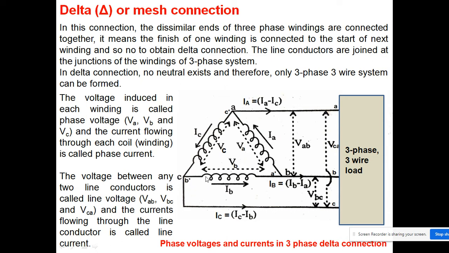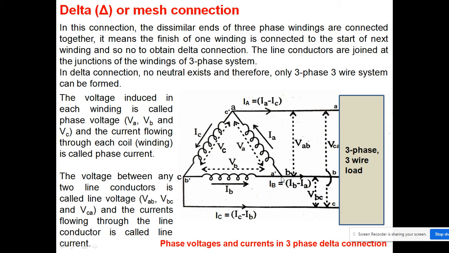So in this connection, the dissimilar ends of the three phase windings are connected together. It means the finish of one winding is connected to the start of the next winding and so on to obtain the delta connection. The line conductors are joined at the junction of the windings of the three phase system. So you can see here, this is the junction between these two. Here this one is the A winding and this is the C winding. So here is the junction, and from this are the line conductors. This one is the line conductor here.